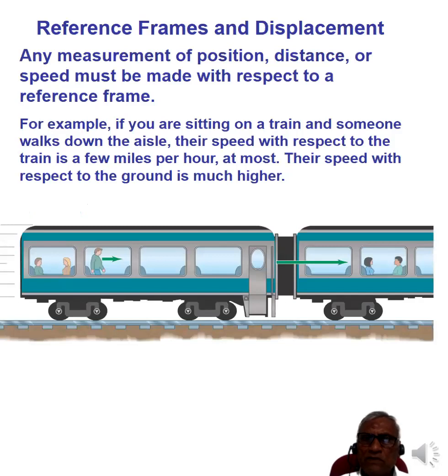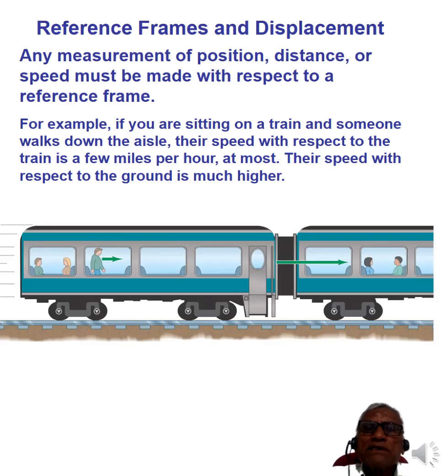Here we see the reference frame. Let us take the case of a train which is in motion. The people who are sitting in the train are stationary with respect to the train, and one sitting person is stationary with respect to the other, but both of them are moving with respect to a person on the ground, because the train is moving. Now look at another person who is moving within the train.